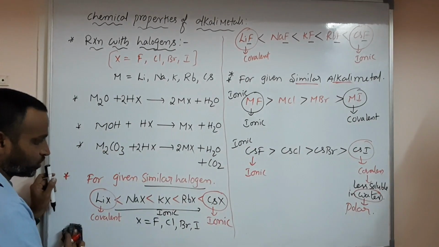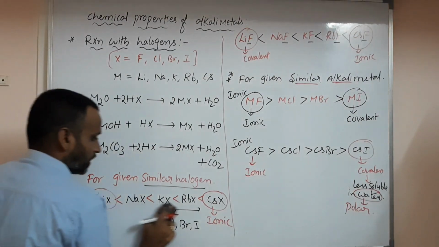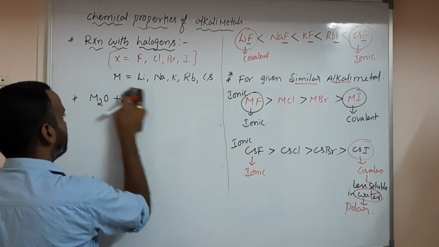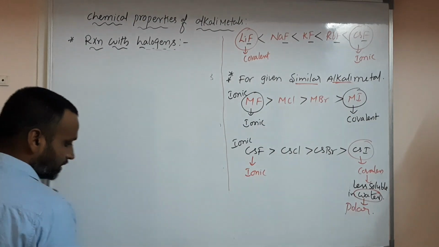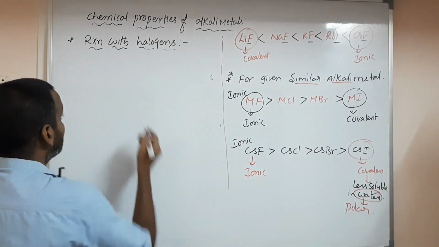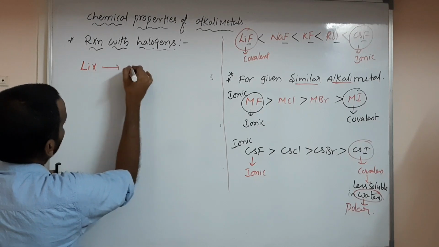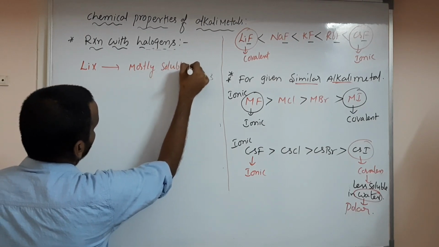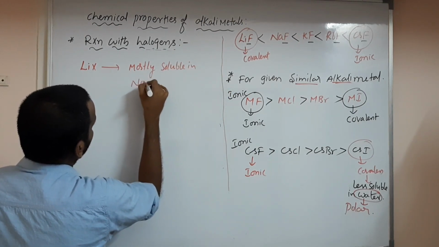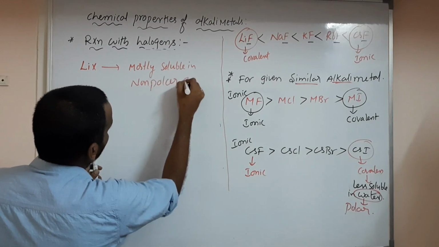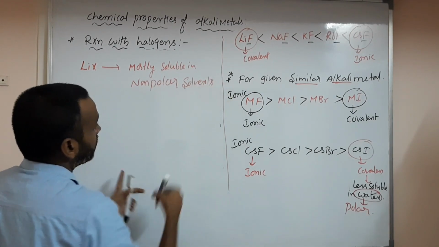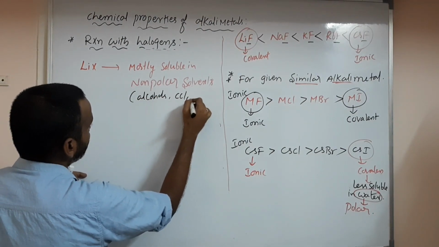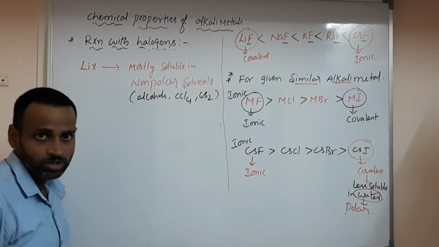Okay, write these down also please. Now we will have one more important point with the lithium halides. We cannot say halogens, lithium halides. Lithium LiX is mostly soluble in non-polar solvents. What solvents? Non-polar solvents like alcohols, CCl4, CS2, like that. They can be soluble.